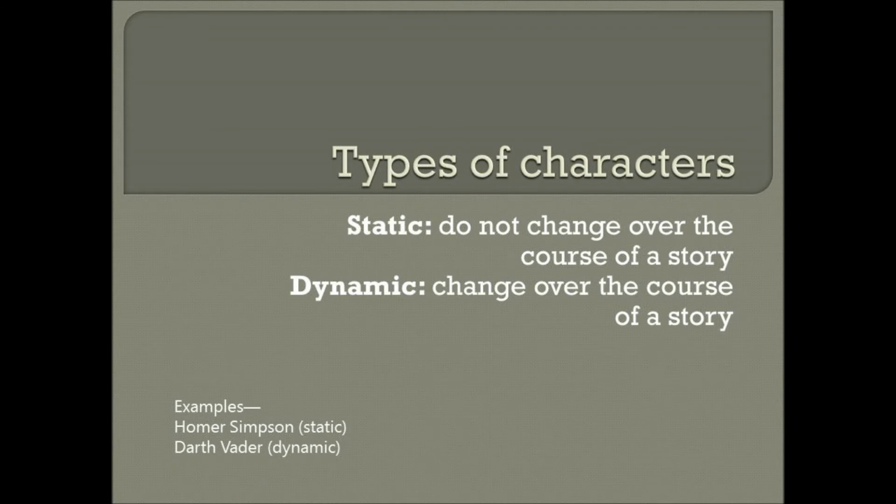Types of characters. We have static, they do not change over the course of a story, and dynamic, those change over the course of a story. Two very popular examples: Homer Simpson from the wonderful TV show The Simpsons, which isn't so wonderful anymore. He does the same thing in all 300 episodes. Darth Vader's dynamic because he goes from lovable little boy to evil villain to redeemed father figure at the very end.